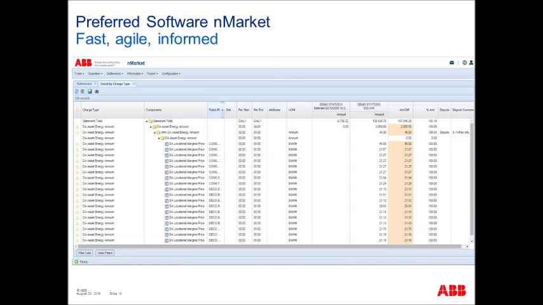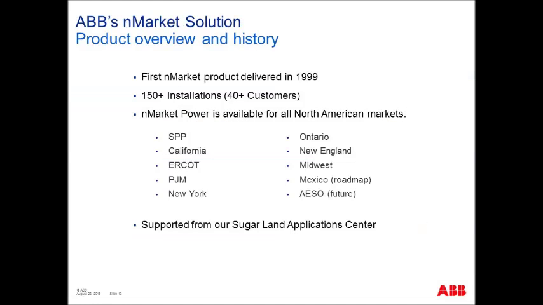nMarket has been in the market for 17 years. We have software for all of the North American ISOs, and we have more than 40 customers and 150 installations. Our support staff is here in Sugar Land, Texas, in our application center, and I'm sure that many of the developers' brains here have also changed structurally for understanding and interfacing with the ISOs because of the amount of time they spent on the market.